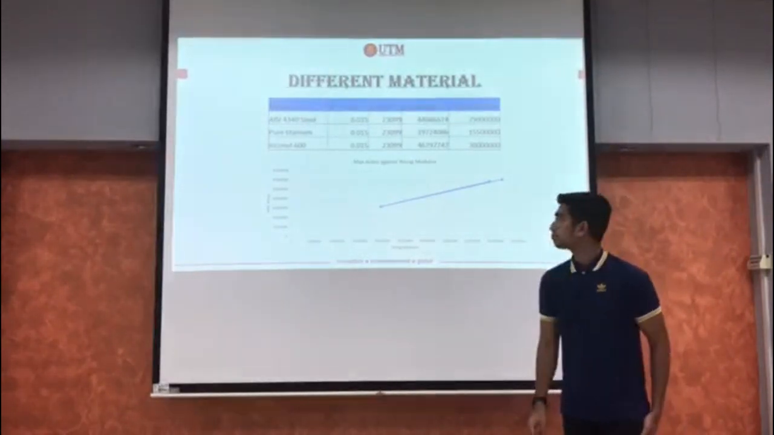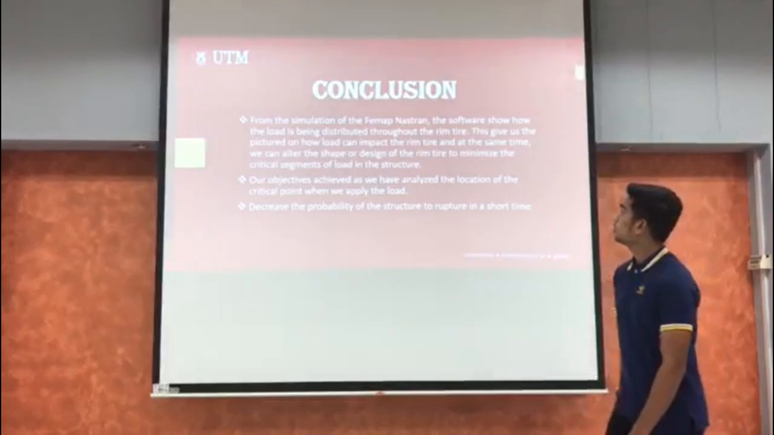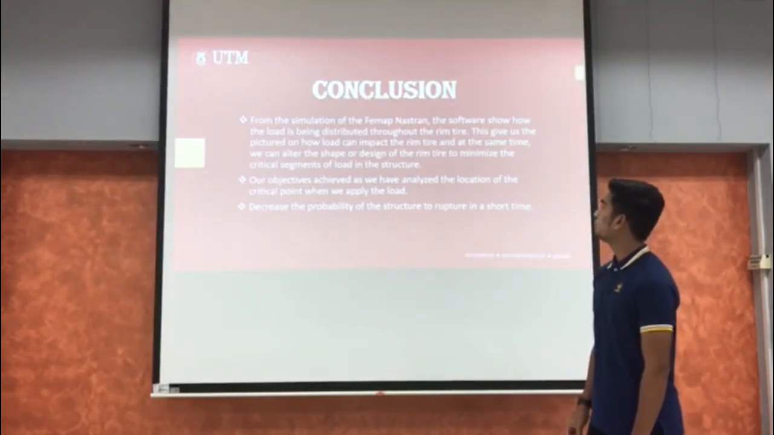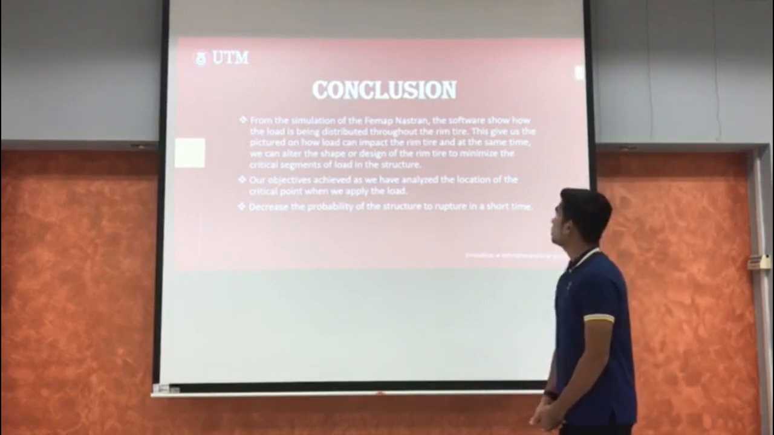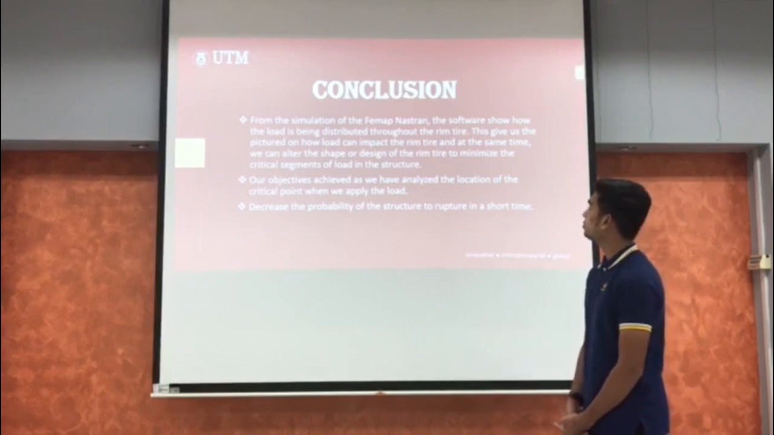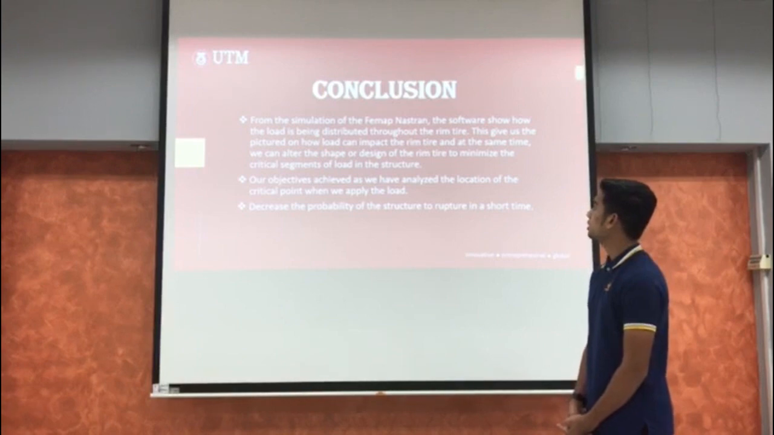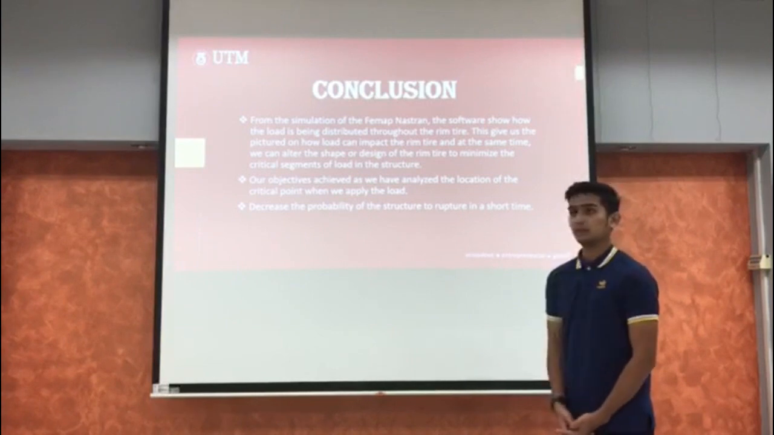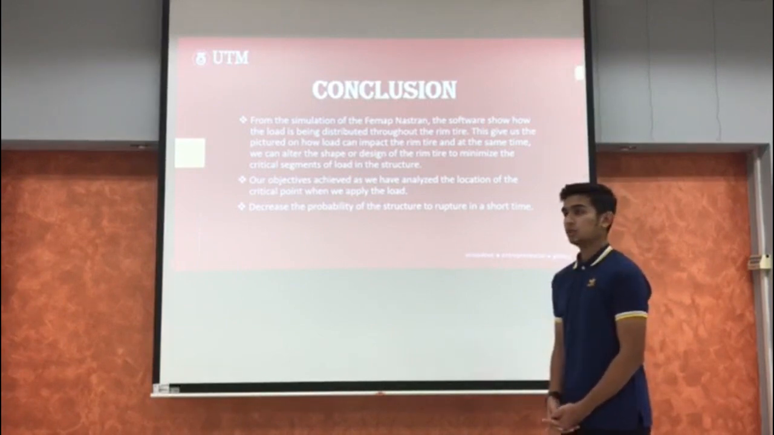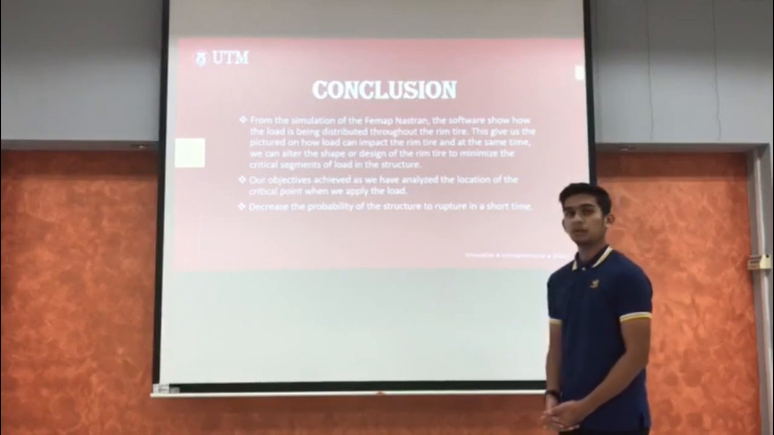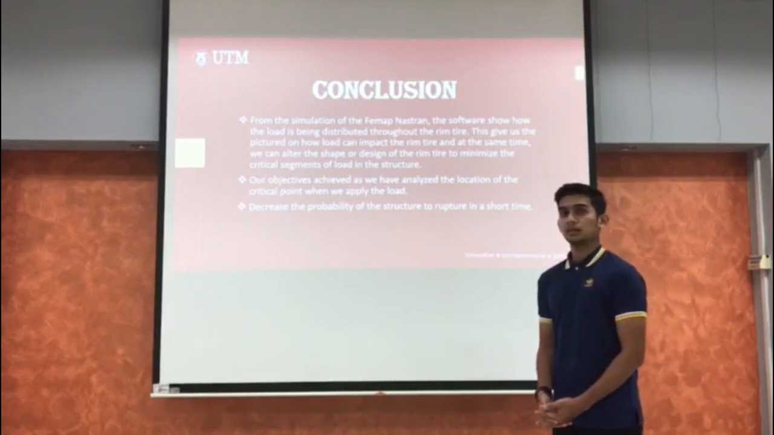So as a conclusion, from the simulation of the finite element run, the software shows how the load is being distributed throughout the rim tire. This gives us the picture of how load can impact the rim tire, and at the same time we can alter the shape or design of the rim tire to minimize this critical segment of the load in the structure. This means that in our project we have analyzed how load is applied to the structure of the rim, and we analyze the stress and the maximum and minimum point in the rim structure.